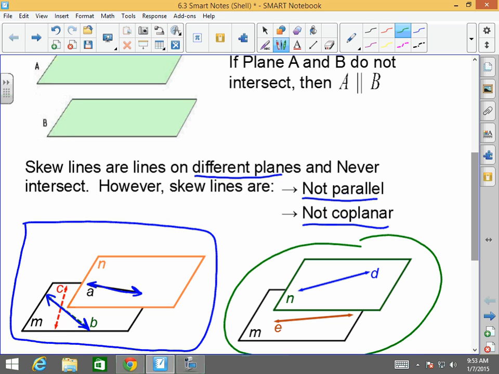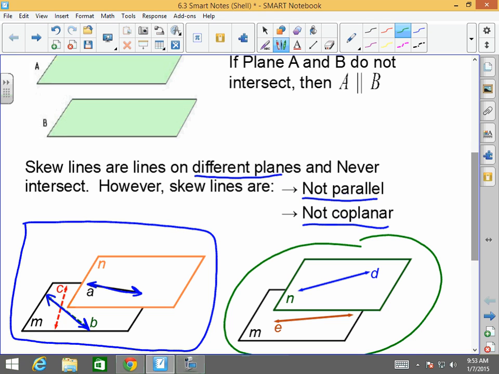Okay? If a line and a plane do not intersect, they will be parallel. If two planes do not intersect, they will be parallel. But if you have skew lines, those are not parallel despite the fact that they do not intersect. Skew lines are on different planes, and that's why they're not going to intersect, but they're not parallel.